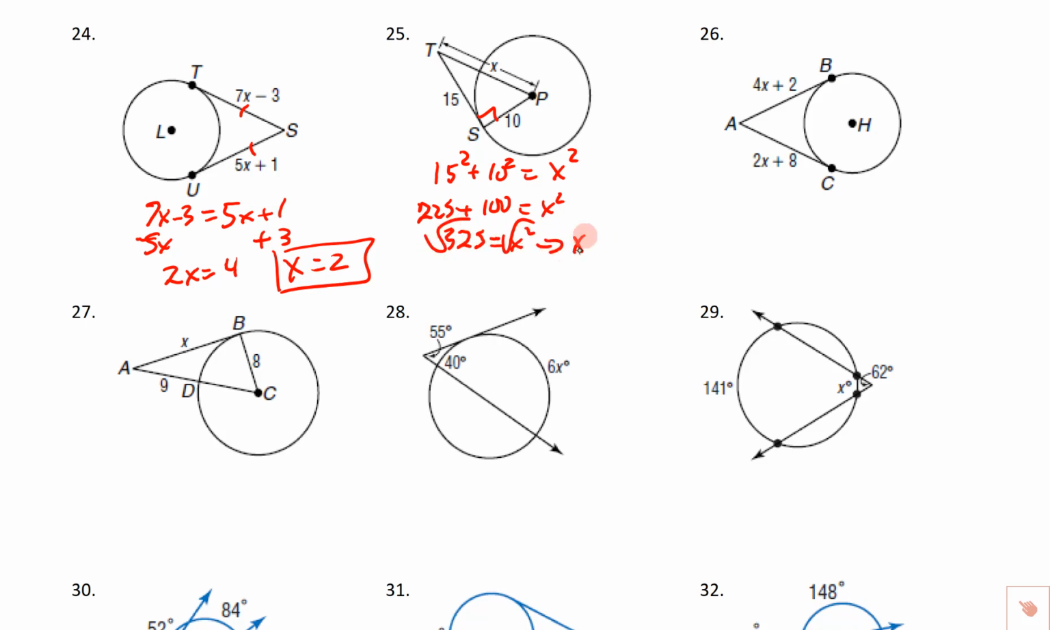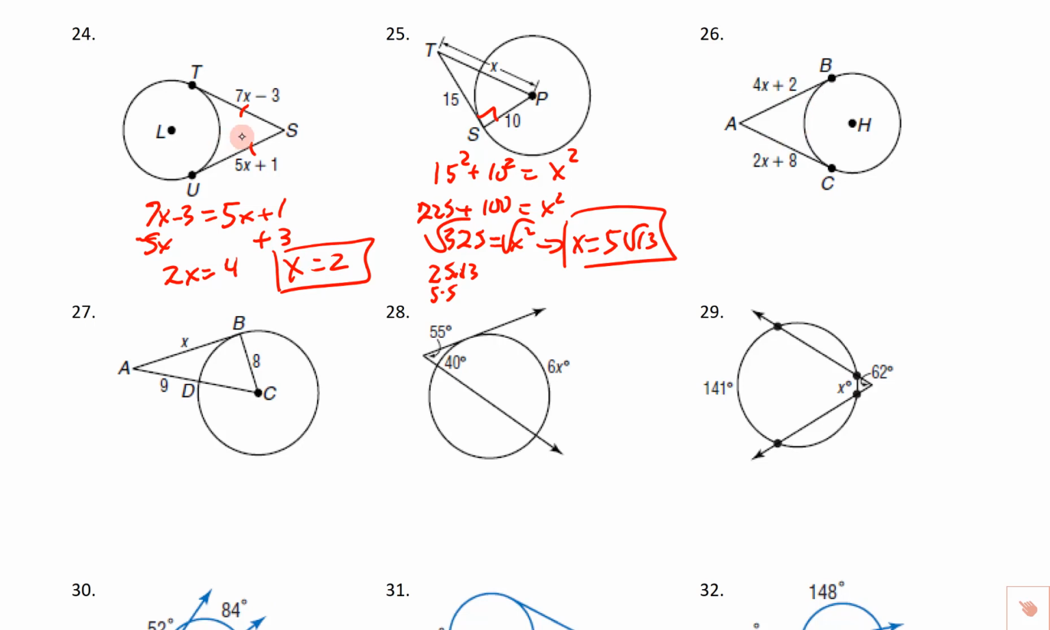So this is going to lead us to, let's see, that's going to be 25 times 13, and that's a pair of 5s. So this is going to be 5 radical 13. Good practice simplifying radicals.